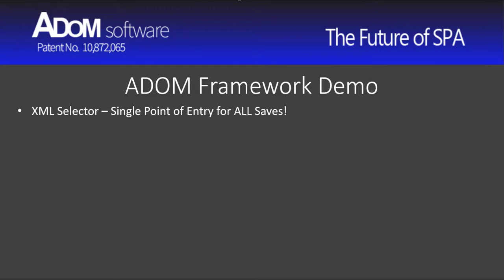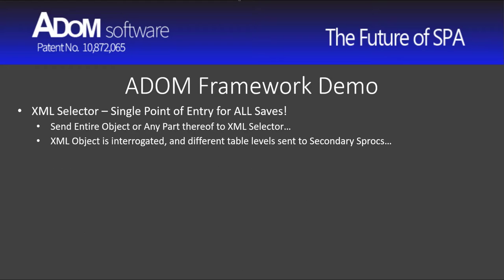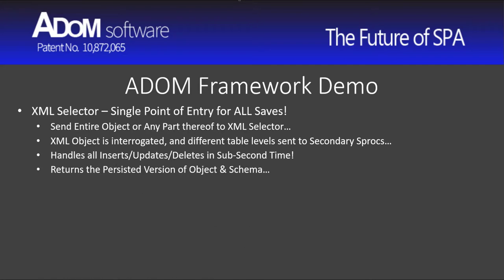XML Selector, single point of entry for all saves. Send entire object or any part thereof to the XML Selector. XML object is interrogated and different table levels sent to secondary sprocs. Handles all inserts, updates, deletes in sub-second time. Returns the persisted version of the object and schema.